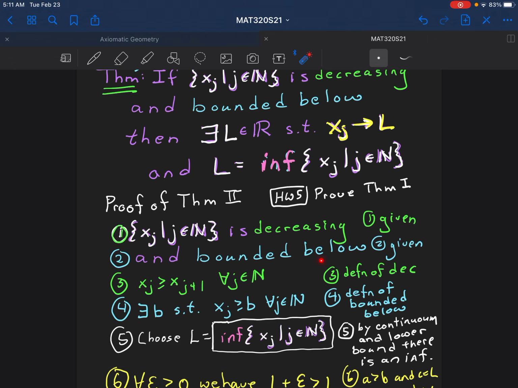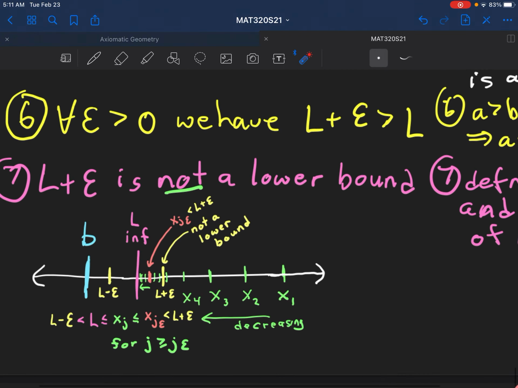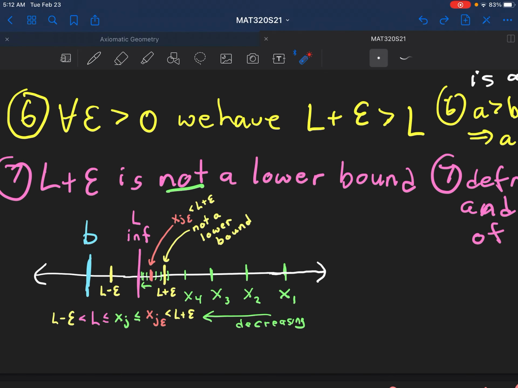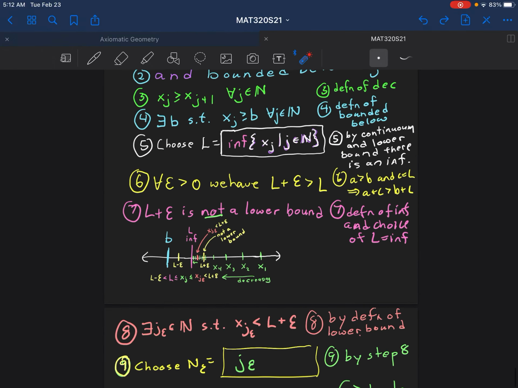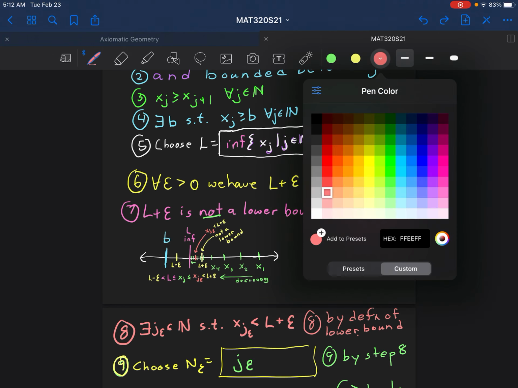Now, how do we use bounded below? In step two, we use bounded below as given. And then in step four, we write there exists a b such that xj is greater than or equal to b. And that's the definition of bounded below. Now, where else do we use bounded below in this? In our picture, we have the bounded below sitting down here. But where do we actually use it in the proof?